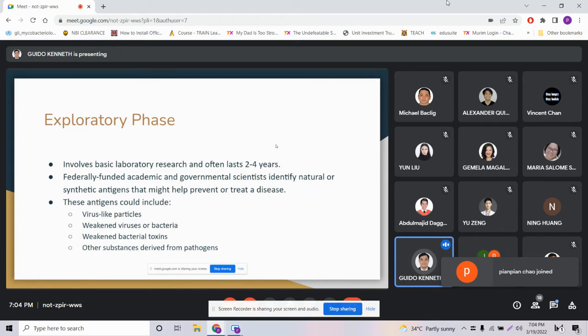So the exploratory phase of vaccination. The exploratory phase of vaccine development involves basic laboratory research and often lasts 2 to 4 years. Generally in this stage, researchers and scientists identify natural or synthetic antigens that might help prevent or treat a disease. These antigens could include virus-like particles, weakened virus or bacteria, weakened bacterial toxins, and other substances derived from the pathogens.